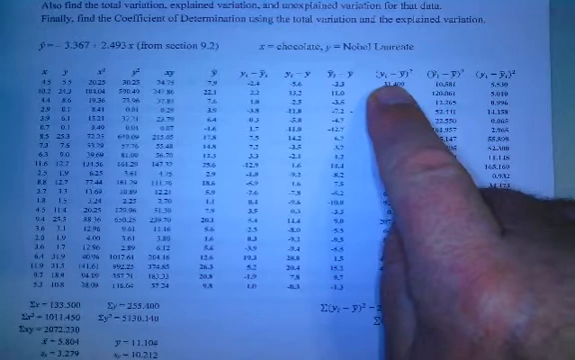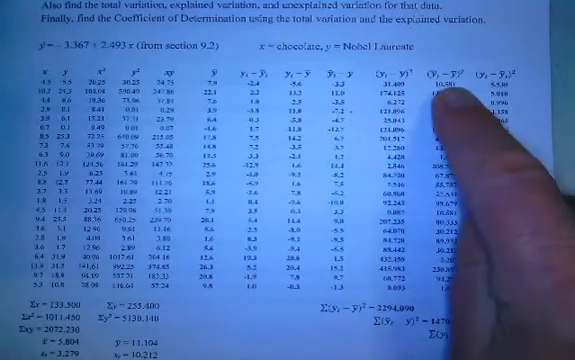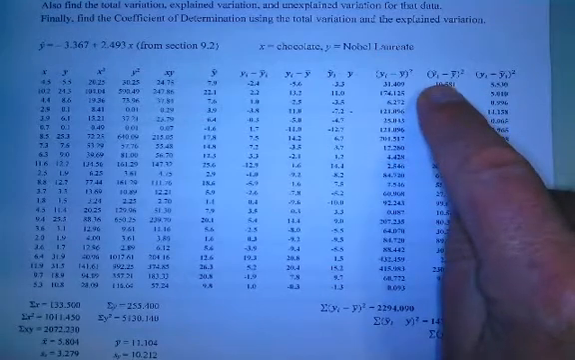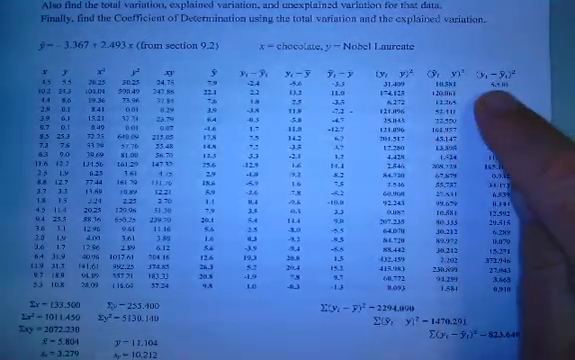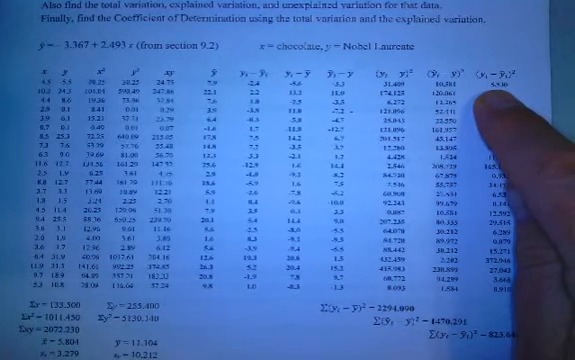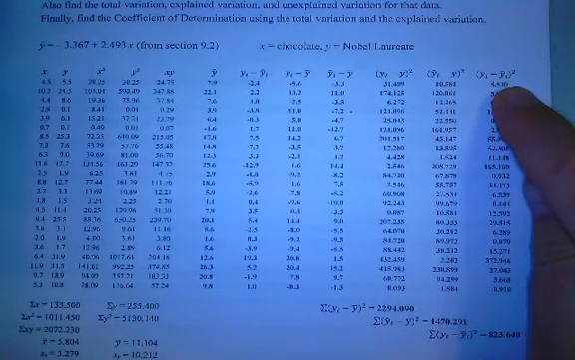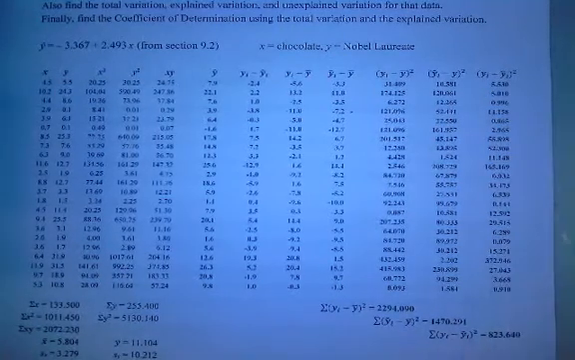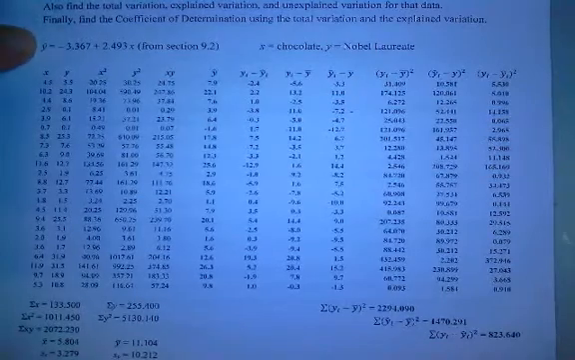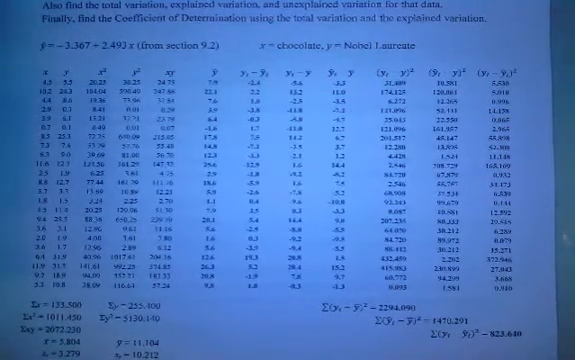So we have the square of the difference of the Y values from the mean. We have the square of the differences between the Y hat and the mean. And then we have the differences between the initial Y values and the predicted Y values. And anytime I say predicted Y values, that means it came out of the equation.